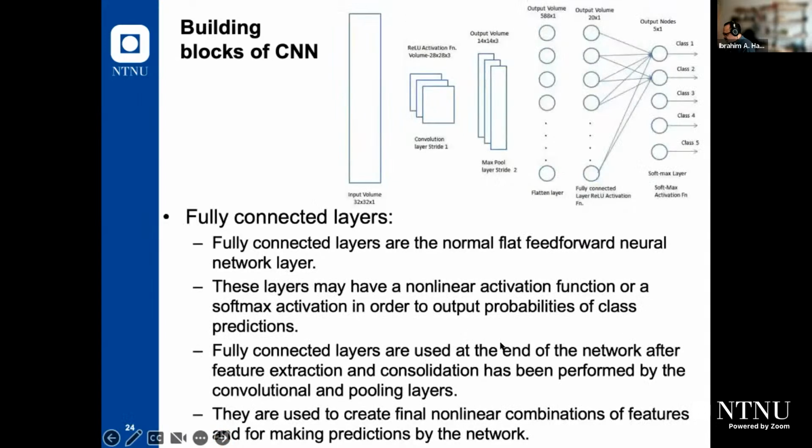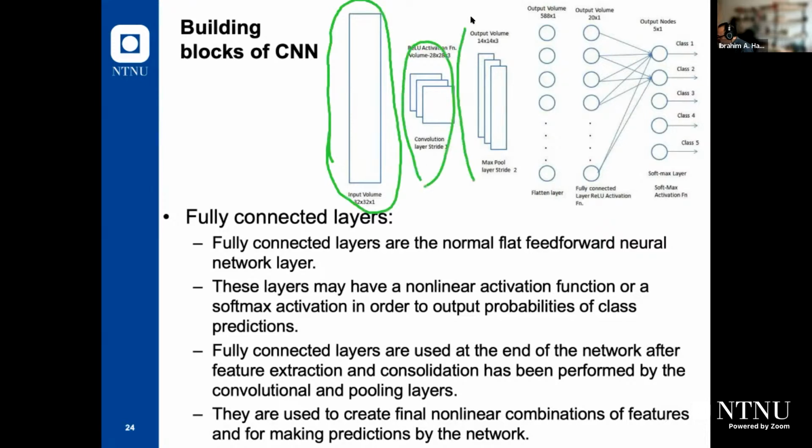So, fully connected layers. Because we try to explain all the different parts, or the different building blocks, of a convnet, for example. Again, this is the input volume, and on this input volume we have some conv layers. Usually we have some conv layers followed by max pooling. So this is the feature extraction part.